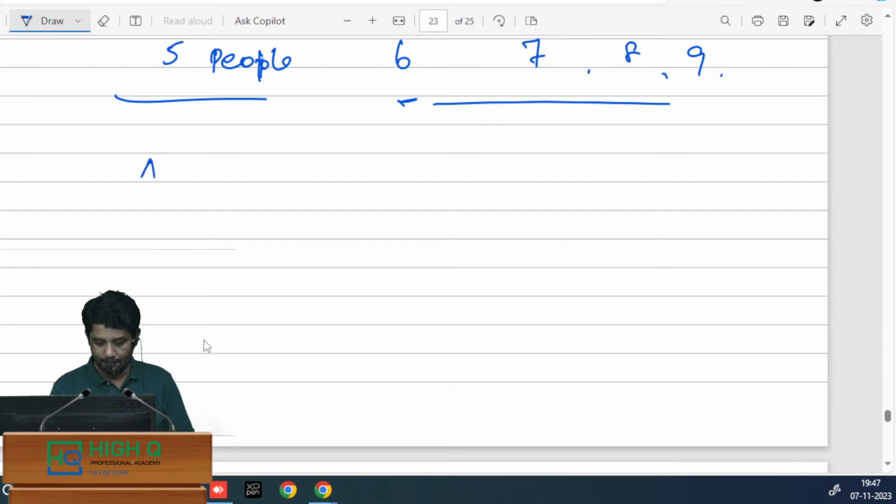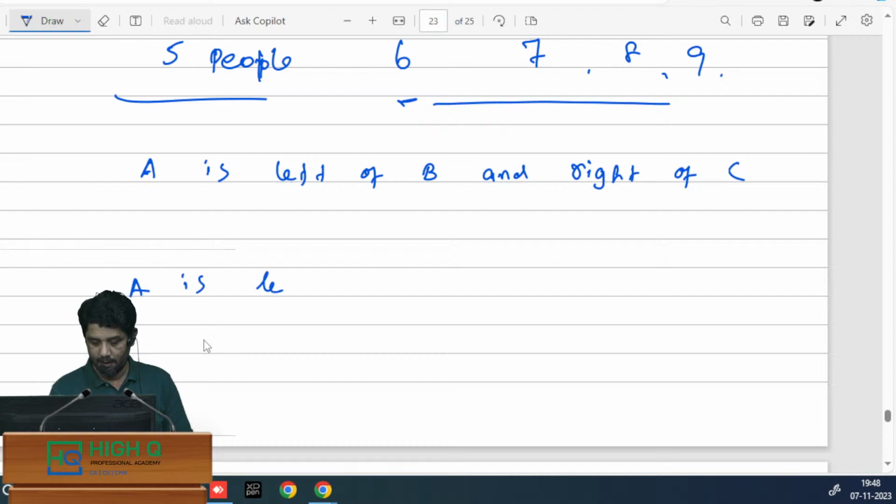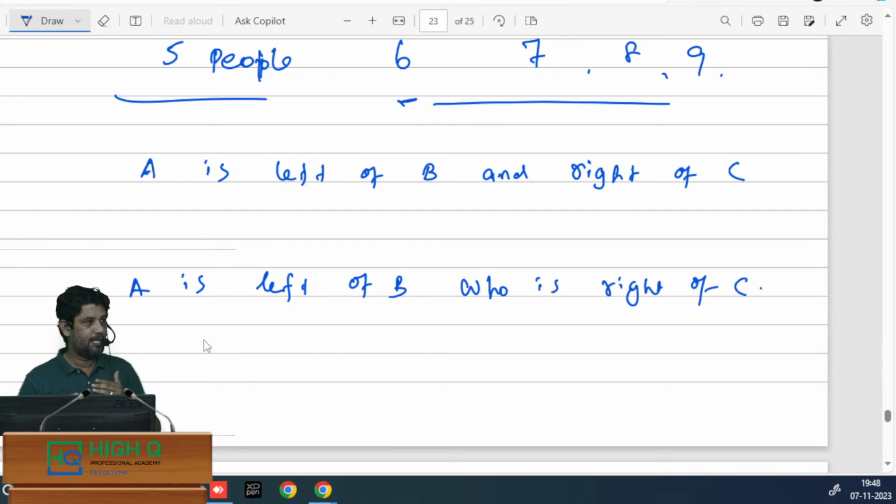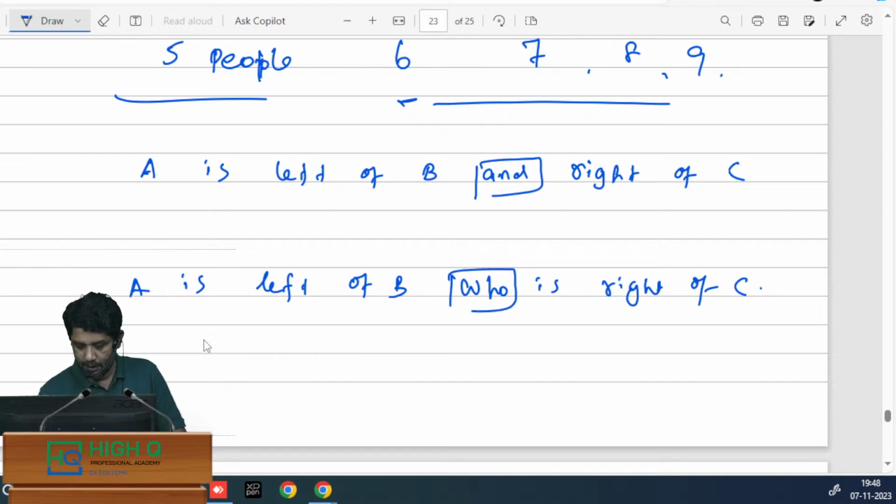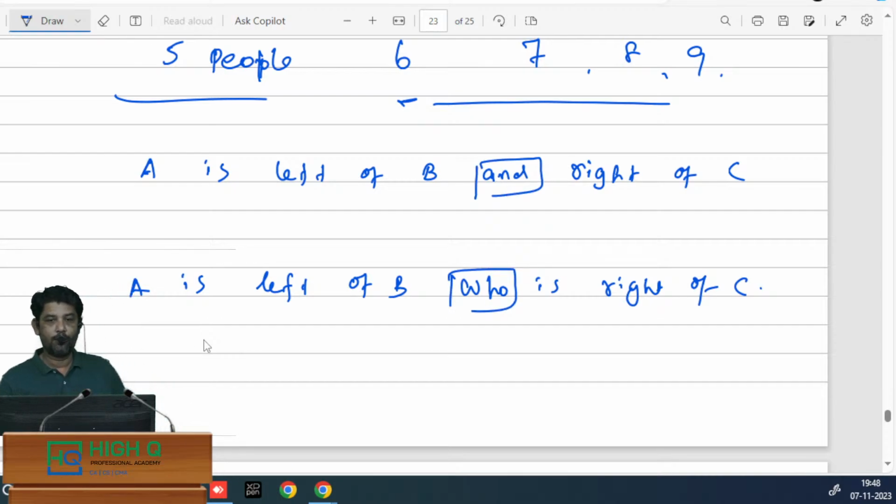For example, A is left of B and right of C. Next, A is left of B who is right of C. Both look the same, but they are different. Here, what is it? And here, who? Am I right? So you have to be very careful, because this logic we are going to use again.